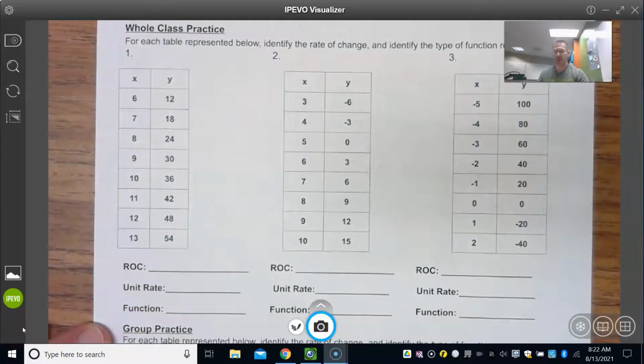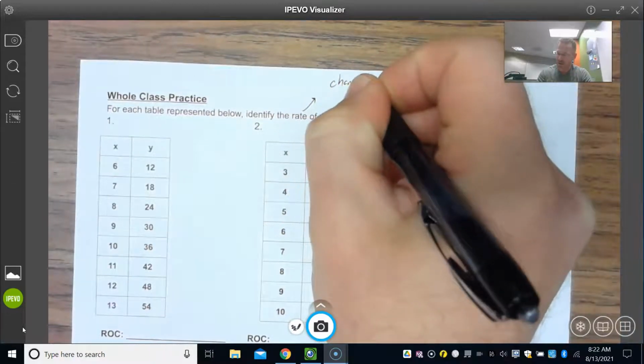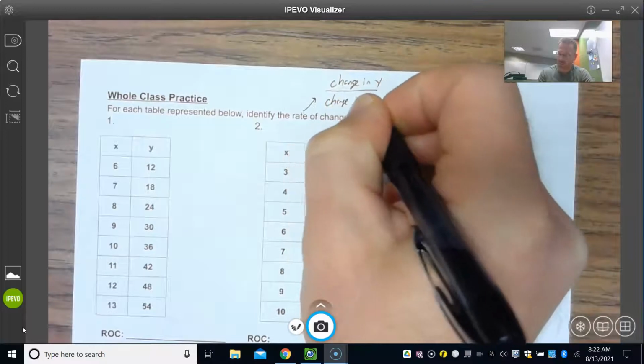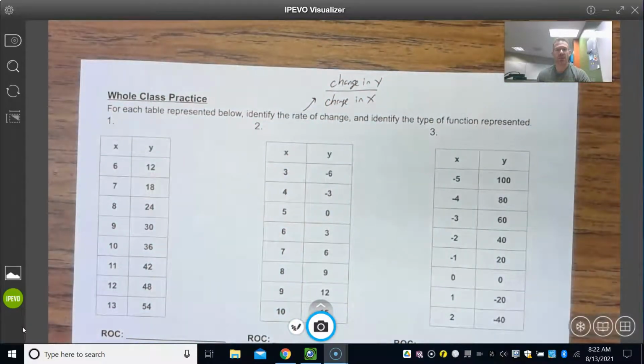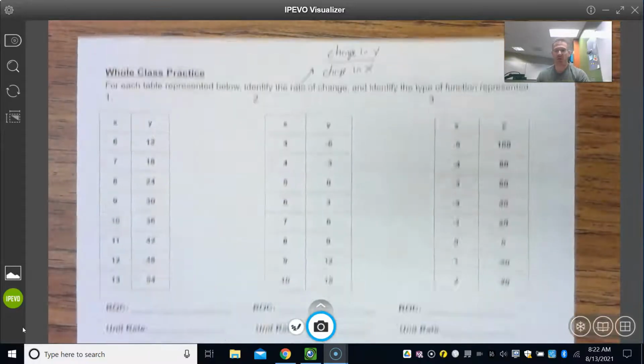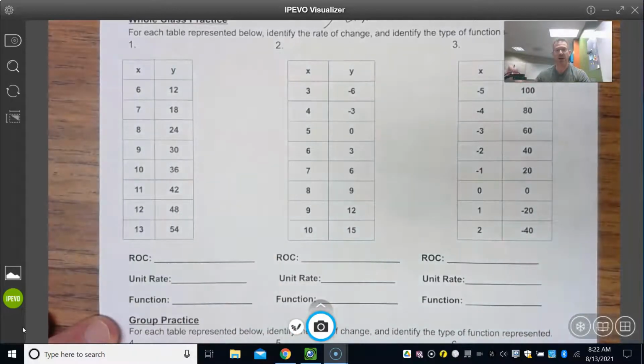So when we look at rate of change, once again, I'm going to just write this here. Our rate of change is our change in y to our change in x. Based on that, we should know what type of function we have. So what we want to do is look at each side of our table and write out the changes.